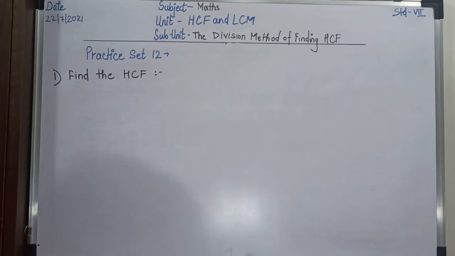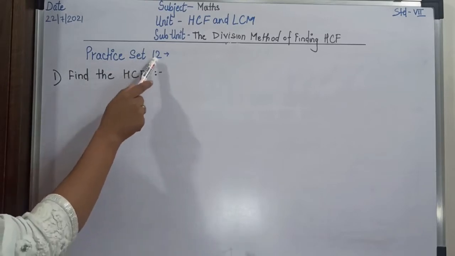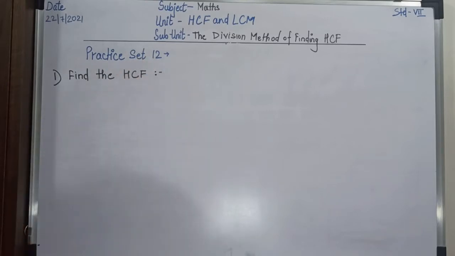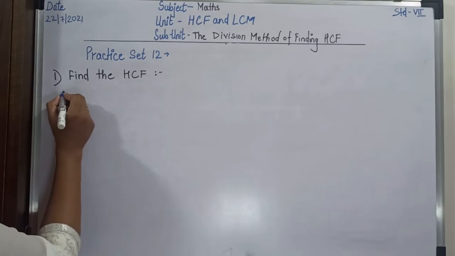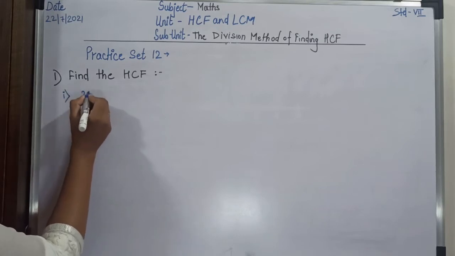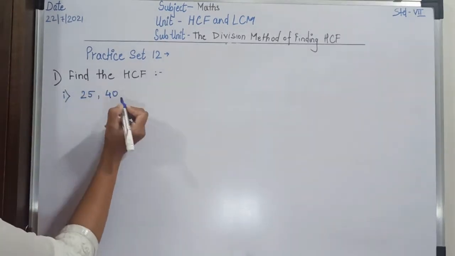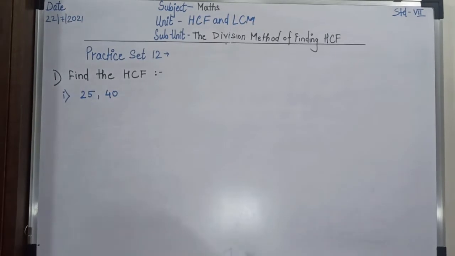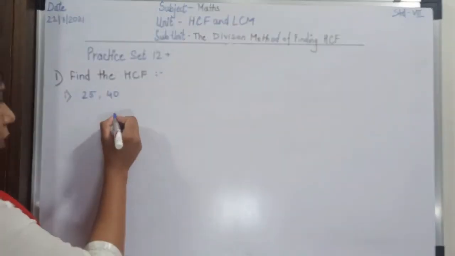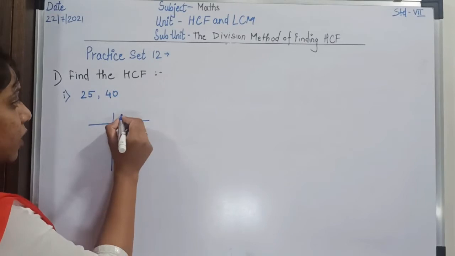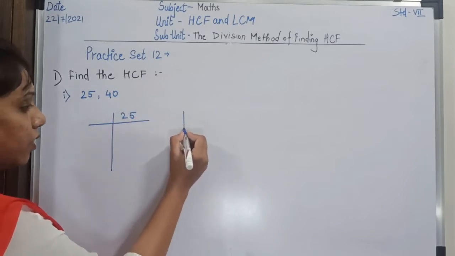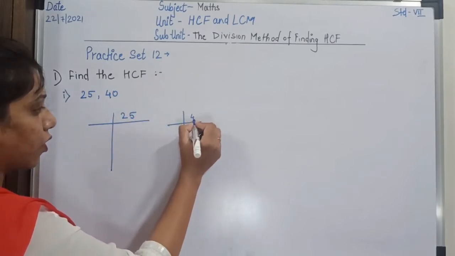Now children, we are going to solve practice set 12. The first is find the HCF. Okay. So let us take the first question, which is 25 and 40. Okay. Now we'll divide it differently, but in a vertical manner. 25 and 40.